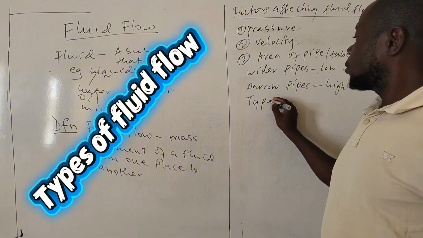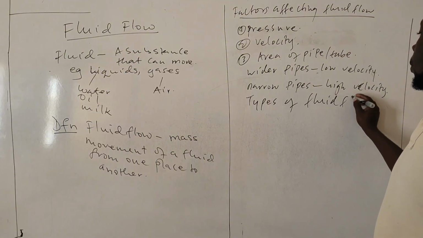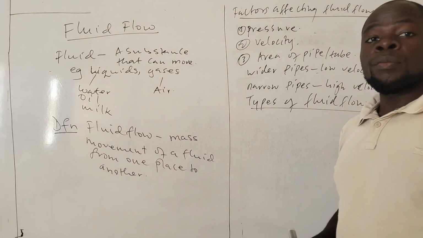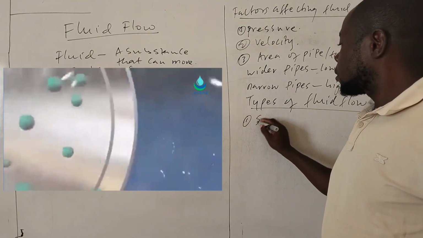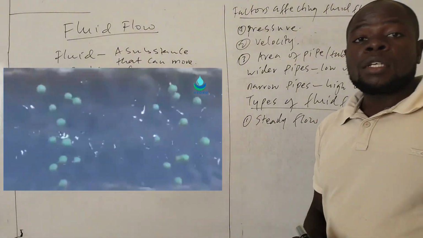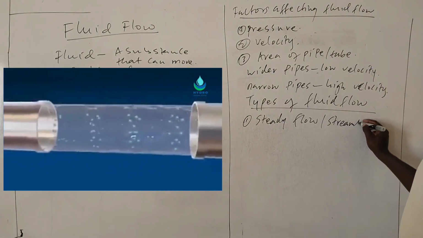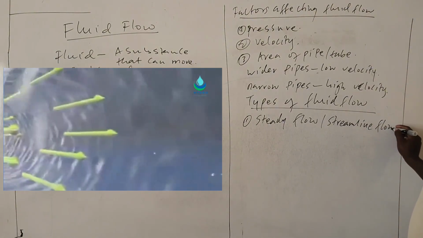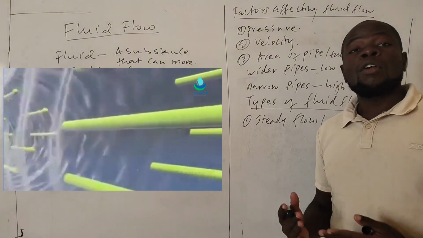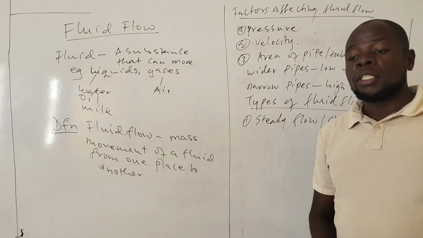Types of fluid flow. We only have two types of fluid flow. One is steady flow or streamline flow. This one, the flow is smooth and orderly. All particles are facing in the same direction and they have same velocity.